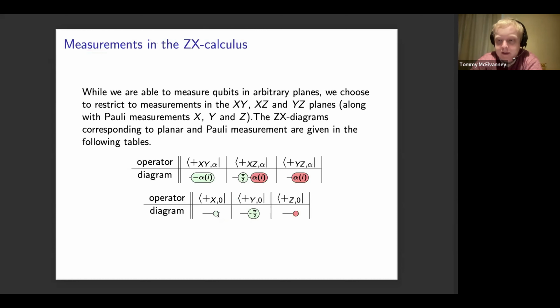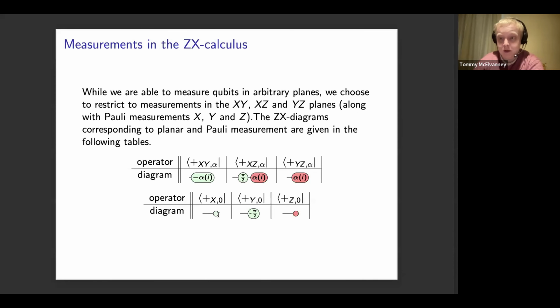Importantly, we can measure in 3 planes or the 3 Pauli angles. XY measured vertices are just green spiders. YZ measured vertices are red spiders, and XZs have this red alpha with a pi/2 in front of it. These will be useful later, but mainly we'll be talking about XY measured vertices for intuition.